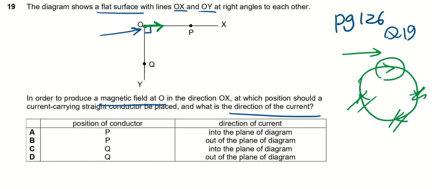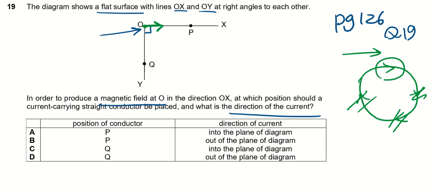So for a straight wire, what do you all use? Fleming left hand or right hand grip? Right hand grip. So I need the current to be going into the page and my finger to be placed like that. Obviously, I can't draw it inside. Okay, so you all follow? If it's out, then there's no way that we can put it at Q and P.